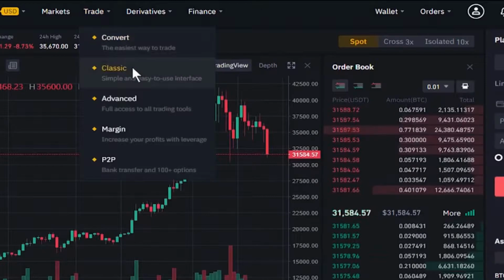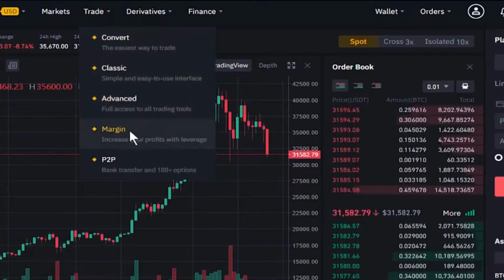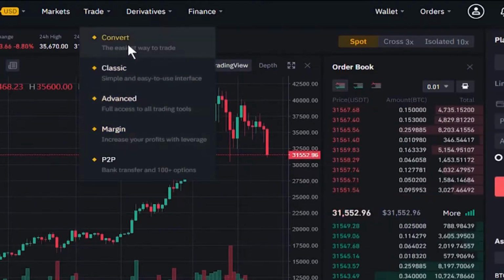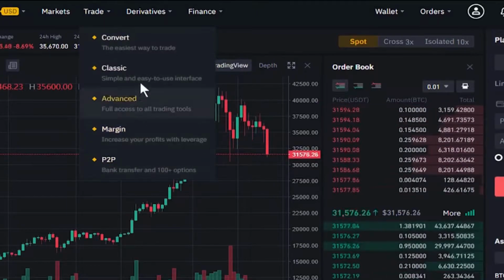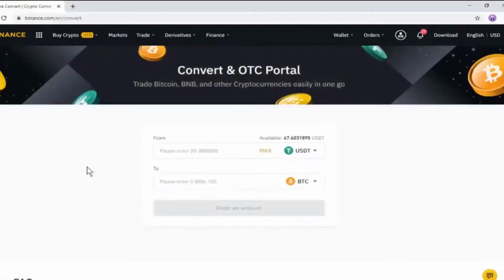Alright, let's go to trade menu again. We've already discussed classic, advanced, and margin trading. And now let's see what convert and P2P are. Let's begin with convert. This is the Convert and OTC portal, over-the-counter portal actually, which provides a very easy way to trade.